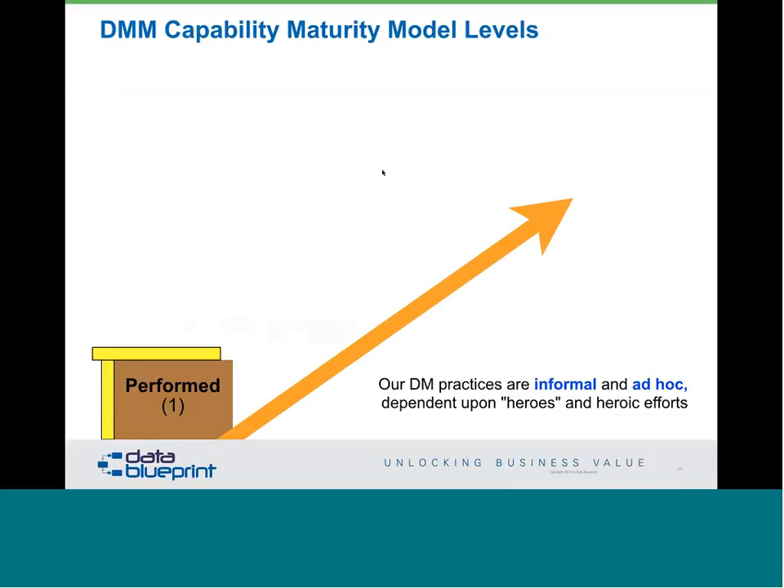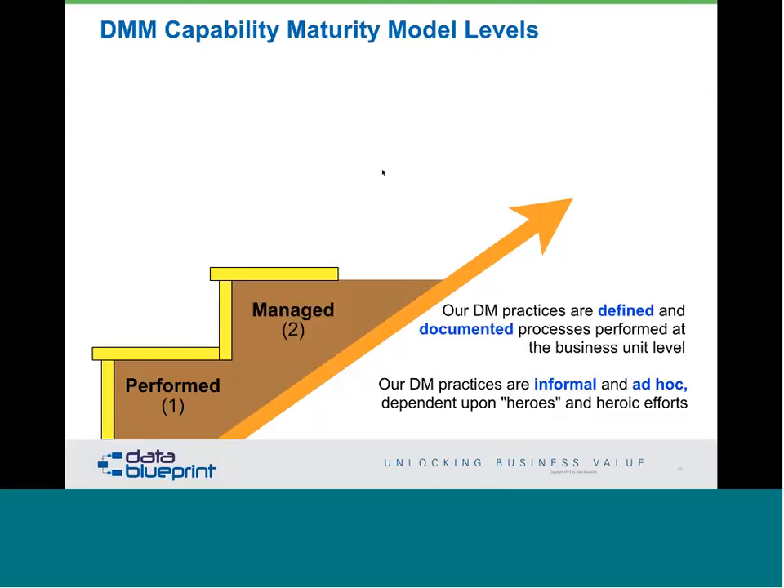So one of the funny things that Melanie and I hear when we go out and talk to people about this is, well, we're not even a one, we're a zero. And everybody's a one. And what that really means, though, is that your data management practices are informal and ad hoc. And they're dependent on heroic efforts and tribal knowledge to a degree that's probably a little bit unhealthy for most organizations. To get to level two, what we want to do is look at putting some definition and documentation around this to get the processes to what we call managed, that somebody is, in fact, in charge of running these things.